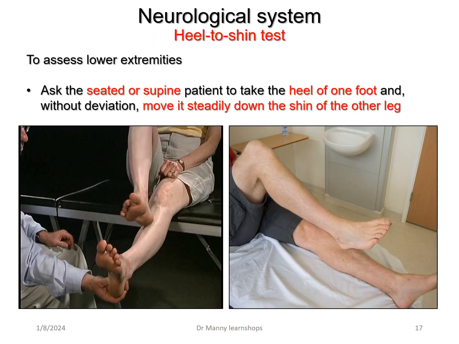The heel to shin test assesses the lower extremities, and this is where you ask a seated or supine patient to take the heel of one foot and without deviation move it steadily down the shin of the other leg.